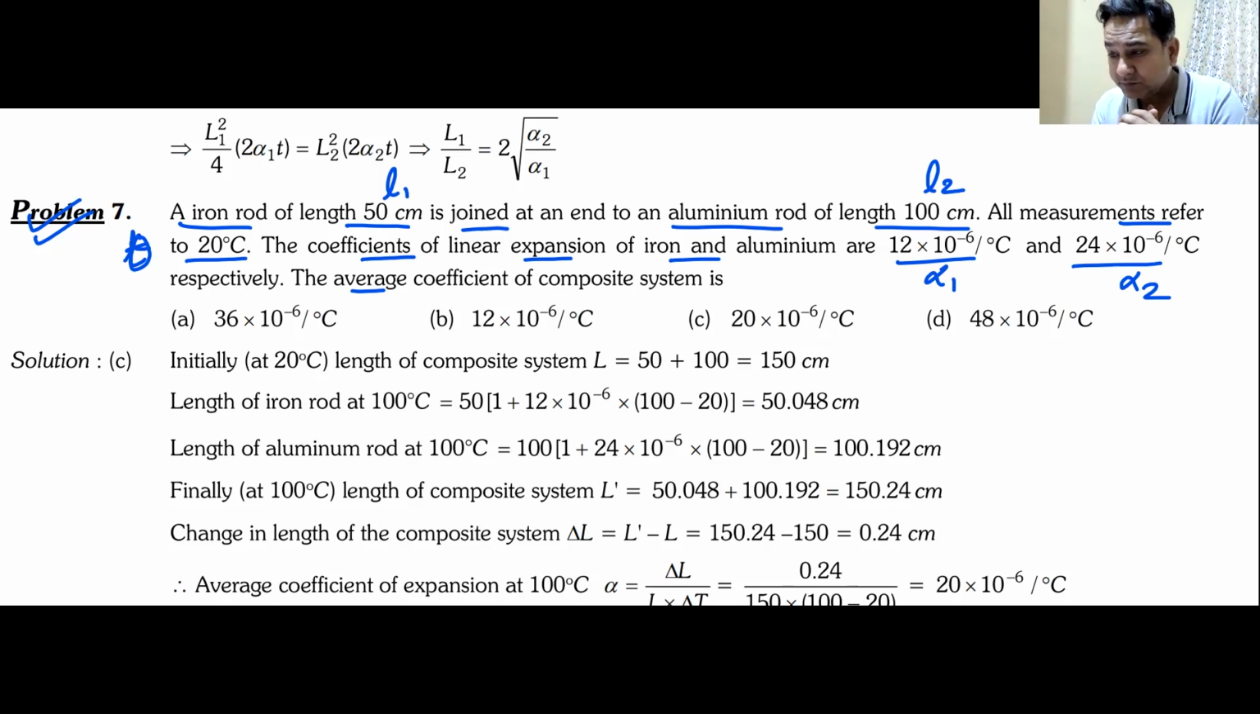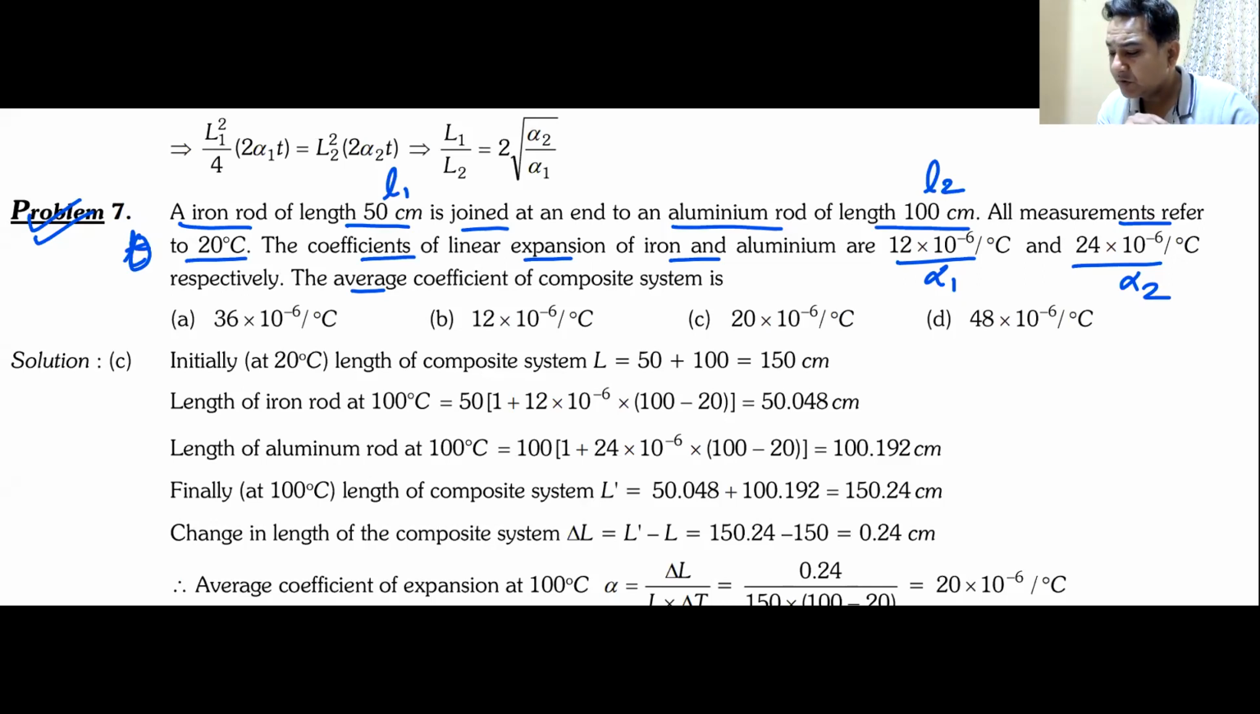That is the question. Read it once. In one reading, you should be able to understand the question. I'll give you a minute to solve this in terms of L1, L2, theta, alpha 1, alpha 2, or in terms of whatever you wish. Try to solve it and give me the average coefficient of the composite system. Your time starts now.